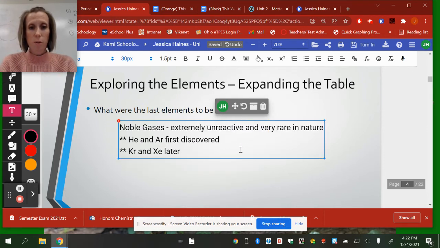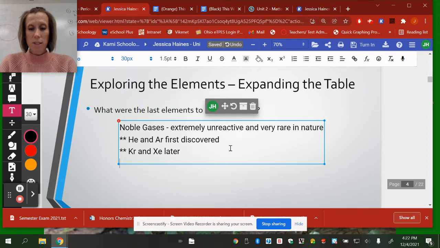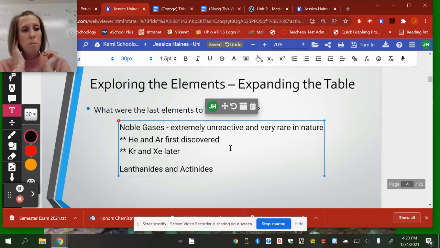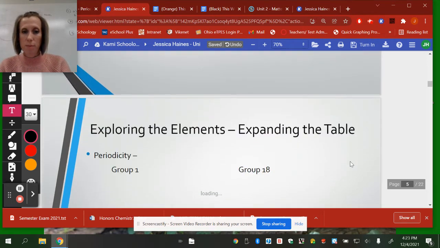And then, of course, in addition to the noble gases being the last, the lanthanides and the actinides, those bottom two rows on the periodic table that are hidden down below the main periodic table that we know, came much later than the noble gases. Even though the lanthanides exist in nature, of the actinides only the first four exist in nature, and so the rest had to be created. So that's why they came so much later.